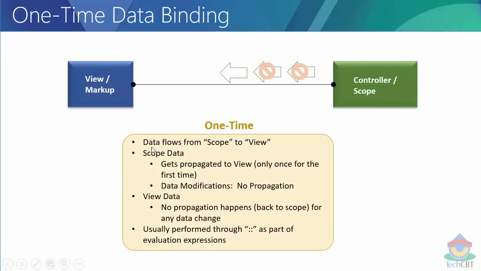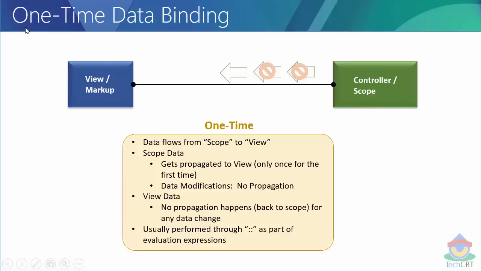We already knew that data flow happens from the scope to the view. All the scope data will be propagated to view, and that is also only once, for the first time only. Any new modifications to the scope will never be propagated to view. And let us see from the view perspective for one-time data. There is no involvement of view at all as part of one-time data binding. That is, no propagation happens from the view to the scope. All it does is just from the scope to view, and that is also only the first time. And view will never be able to communicate back to scope at all.